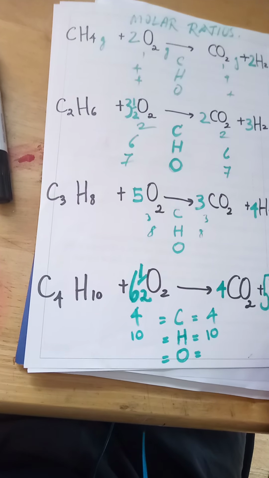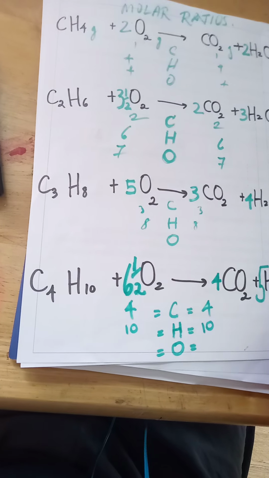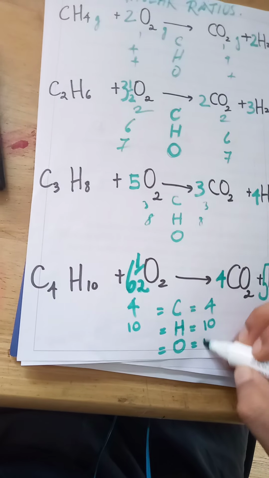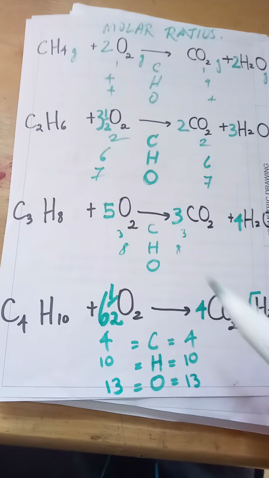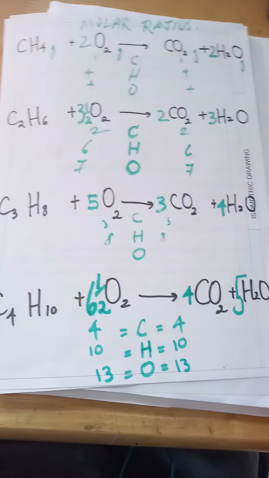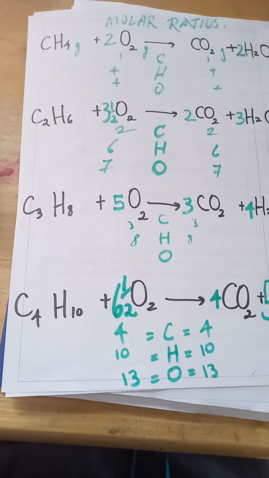No, that's, yeah, 10, and then oxygen is 5 and 8, 13. This is the method I've always used: CHO, line it up, and then that's how you do it. So these are the first 4.